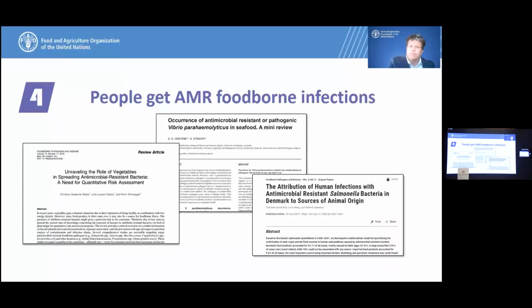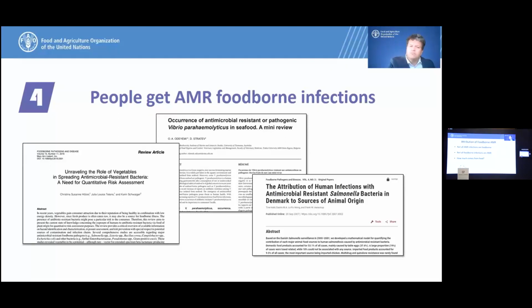The fourth point I'd like to make is that people get antimicrobial resistant foodborne infections. I don't have time to go through all the examples, but I'm going to throw a couple here on the slide just to show you a variety of food sources, whether it be from fruits and vegetables, from seafood, or from other products of animal origin. Antimicrobial resistance is in the food. Antimicrobial resistant organisms are in some of the food that we eat, and it causes a problem for people that consume that food.